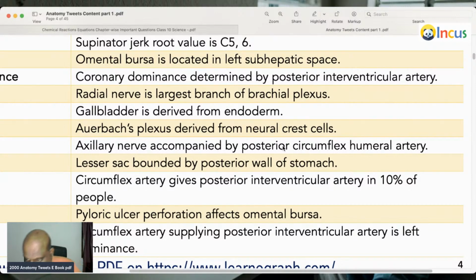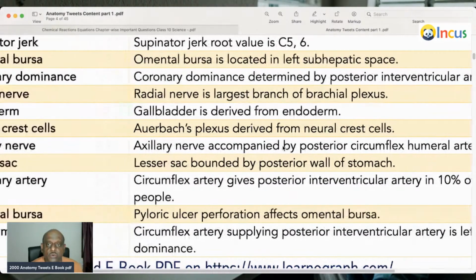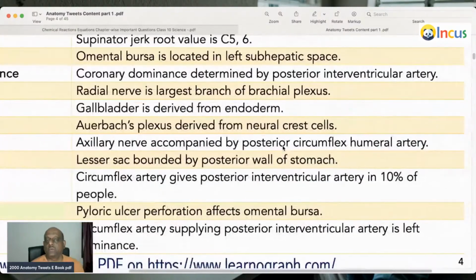Very good to see 6 online classmates in spite of the World Cup. Now, Auerbach's plexus, it is also a neural crest derivative.